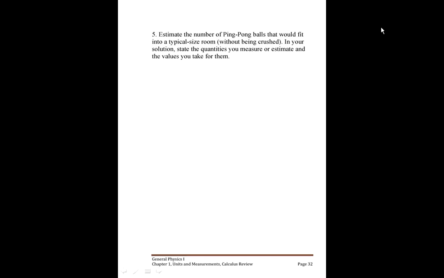We just want an estimate of a typical size room and how many ping pong balls will fit in that room. Now, I'll consider a smallish room about the size of my office. That's 3 by 3 by 3 meters. That's about a 10 by 10 by 10 foot room, a room with 10-foot ceilings and 10-foot square walls. So like I said, a sort of smallish bedroom. We want to estimate the number of ping pong balls that would fit into this typical size room.